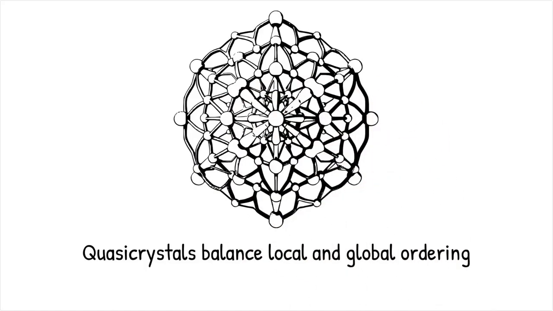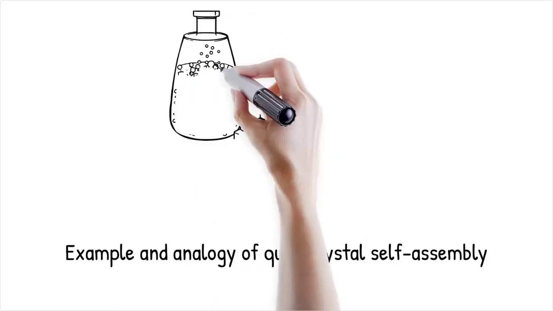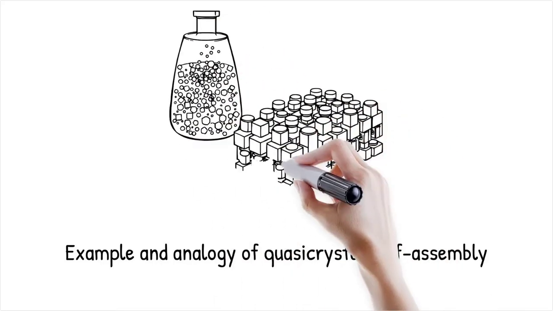Such intrinsic ordering hints that quasicrystals could serve as prebiotic scaffolds for organizing matter into increasingly complex arrangements. Silicon nanoparticle suspensions, cooled under specific conditions, self-assemble into quasi-crystalline phases.